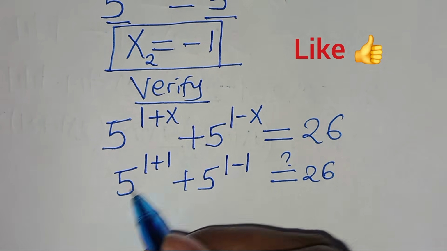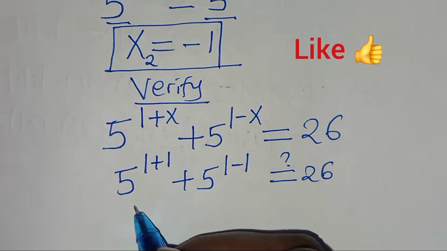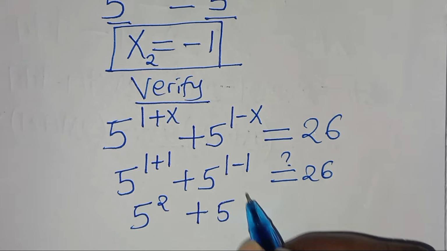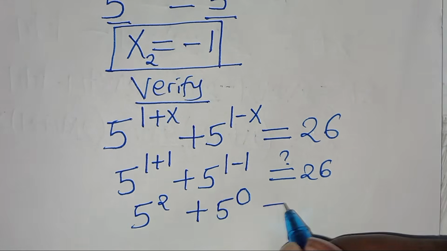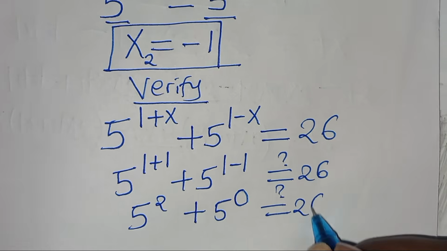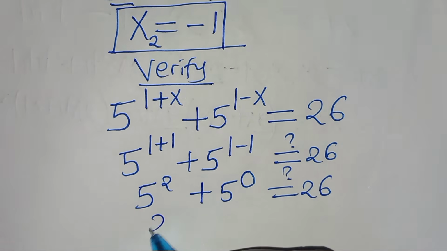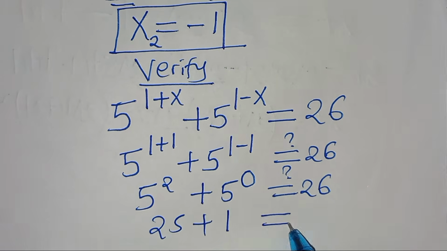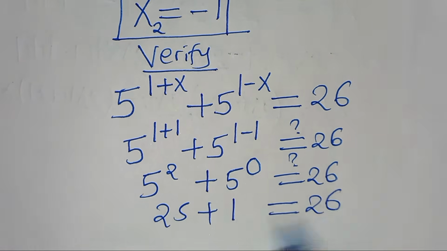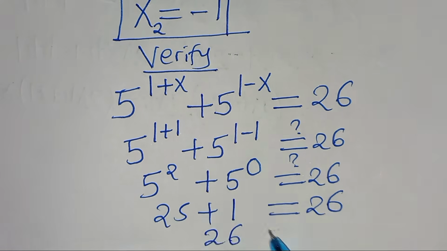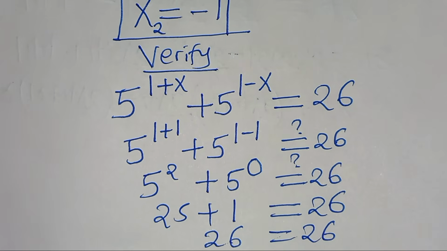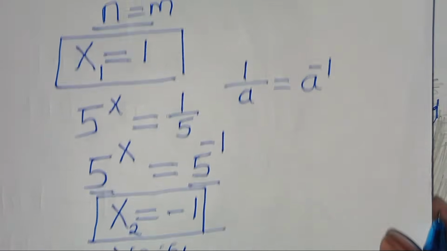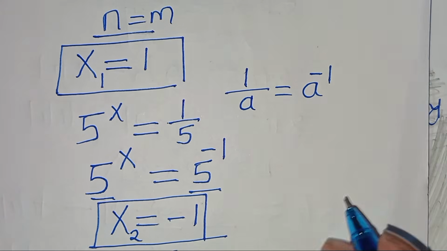So here we have 5 to the power of 1 plus 1, this is 2. So this is 5 squared, then plus 5 to the power of 0, this is 1 minus 1. This should give us a value of 26. So 5 squared, this is 25, plus 5 to the power of 0, this is 1. This is equal to 26. So 25 plus 1 is 26, and this is equal to 26. So the left-hand side is equal to the right-hand side. So this implies that x1 satisfies the equation.